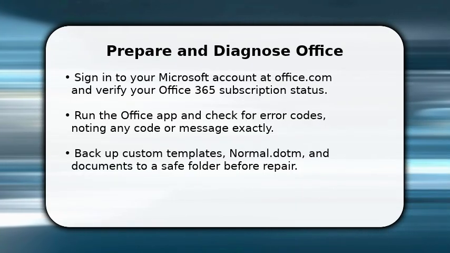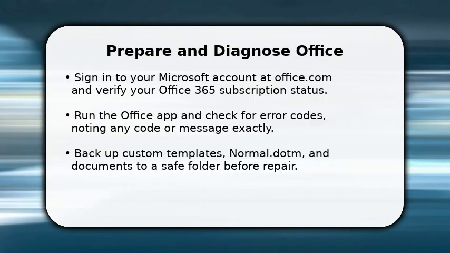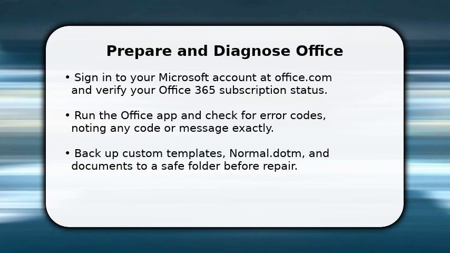Locate and backup custom templates and Normal.dotm to a separate folder to prevent data loss. Export Outlook PST files and save documents to OneDrive or an external drive before making changes to the installation.